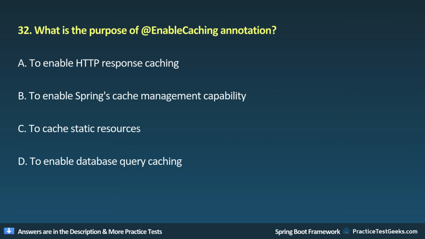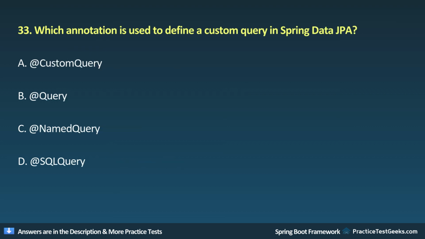A. To enable HTTP response caching. B. To enable Spring's cache management capability. C. To cache static resources. D. To enable database query caching. 33. Which annotation is used to define a custom query in Spring Data JPA?